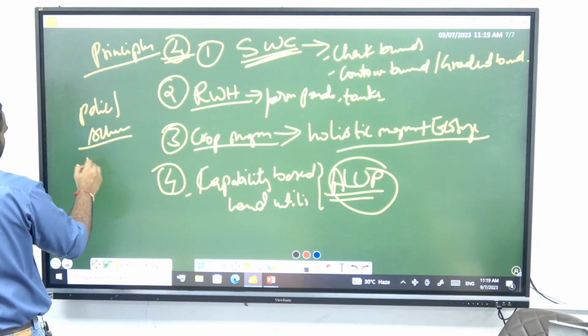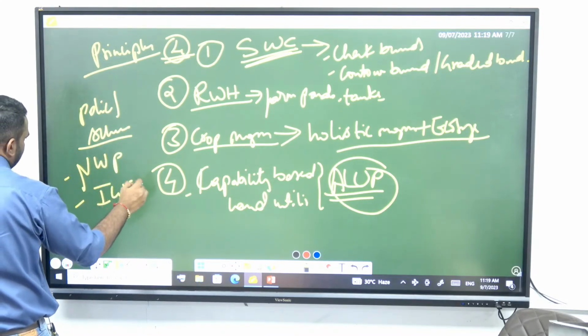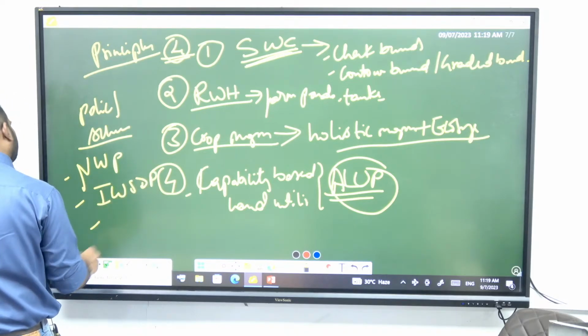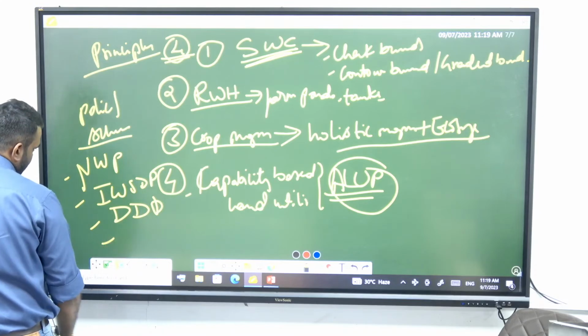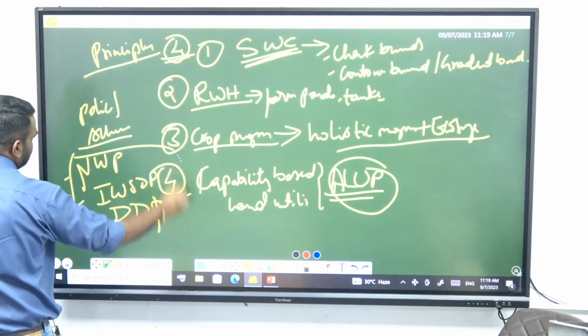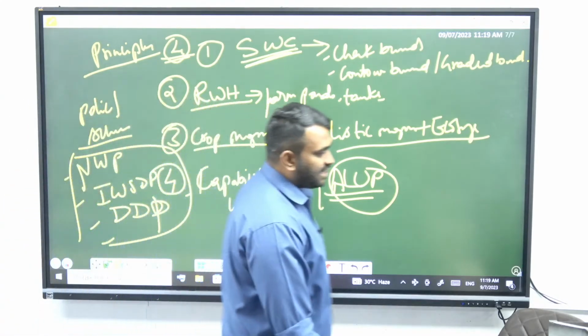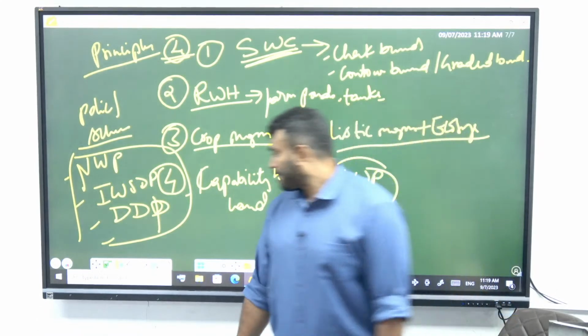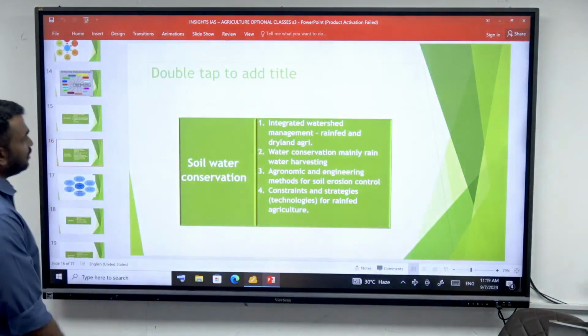Right? For example, as I told you, the Neeranchal watershed project is there. For example, the integrated watershed development program is there. For example, the desert development program. Yeah, so these are the major programs we have for watershed development. So in this way, I have to explain it. Clear? Okay. So that is the integrated watershed development program.